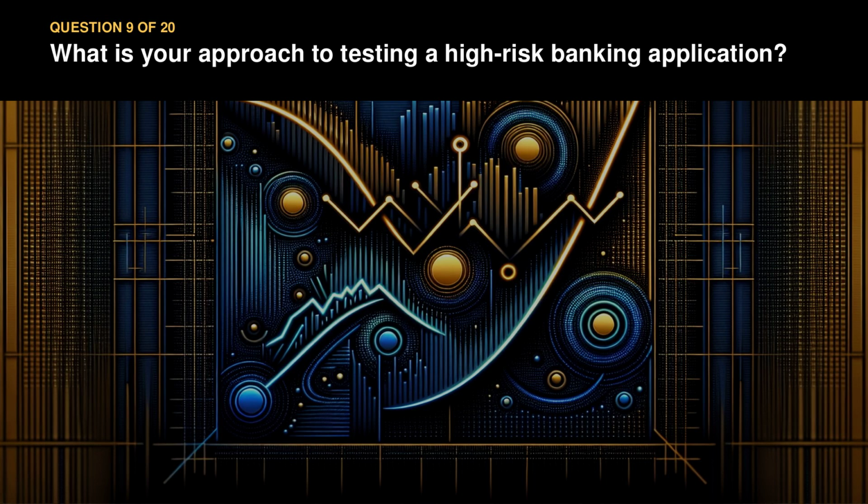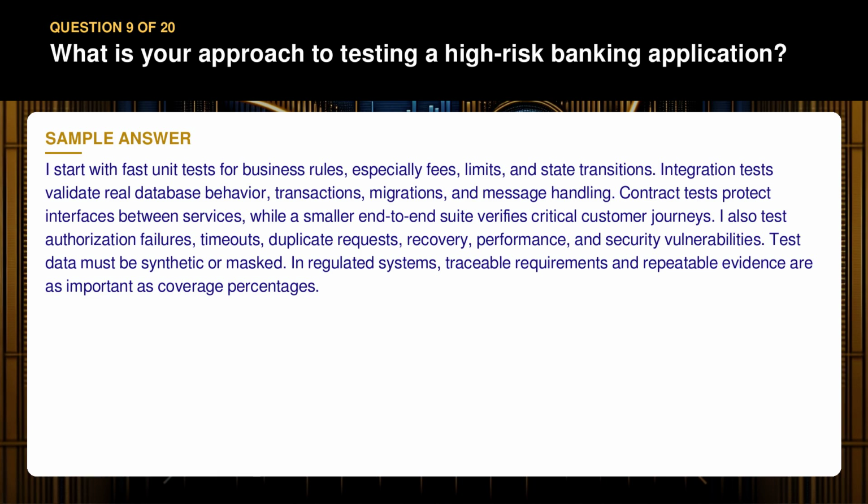Question 9. What is your approach to testing a high-risk banking application? I start with fast unit tests for business rules, especially fees, limits, and state transitions. Integration tests validate real database behavior, transactions, migrations, and message handling. Contract tests protect interfaces between services, while a smaller end-to-end suite verifies critical customer journeys. I also test authorization failures, timeouts, duplicate requests, recovery, performance, and security vulnerabilities.